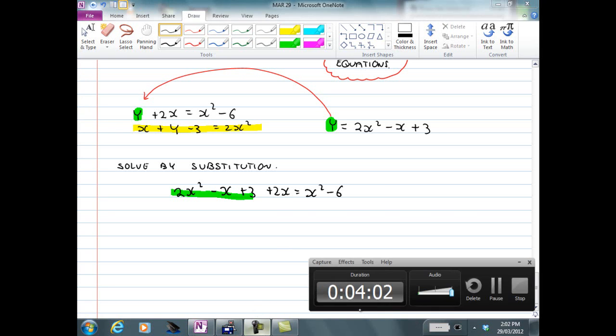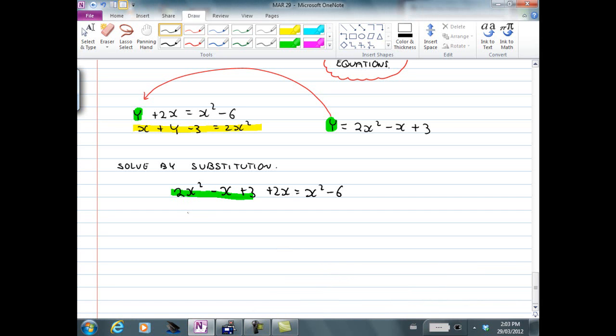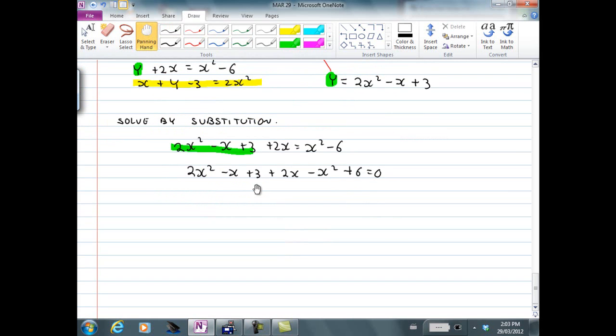I'm going to pause it and let you have a go. So I'm going to move it to one side. 2x squared minus x plus 3 plus 2x minus x squared plus 6 equals 0. Just simplify. Nothing too bad. That gives me x squared plus x plus 9 equals 0.